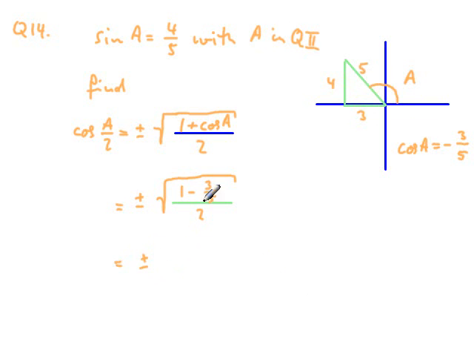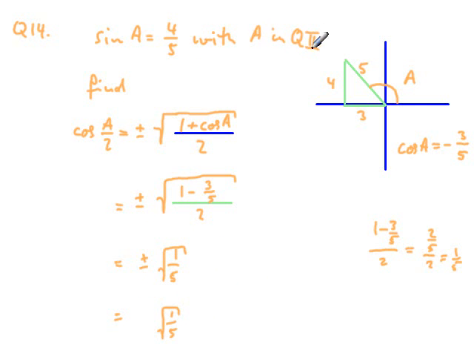Now do this one here. 1 minus 3/5 is 2/5, divided by 2, which is 1/5. So I'm going to have plus minus the square root of 1 over 5. And then I have to decide between the plus or minus. And this is where this A over 2 comes in.